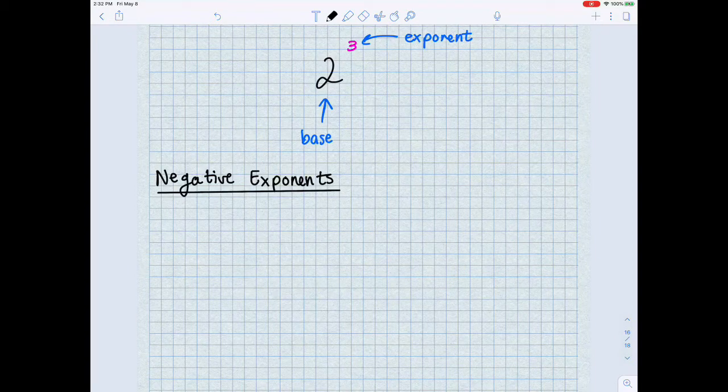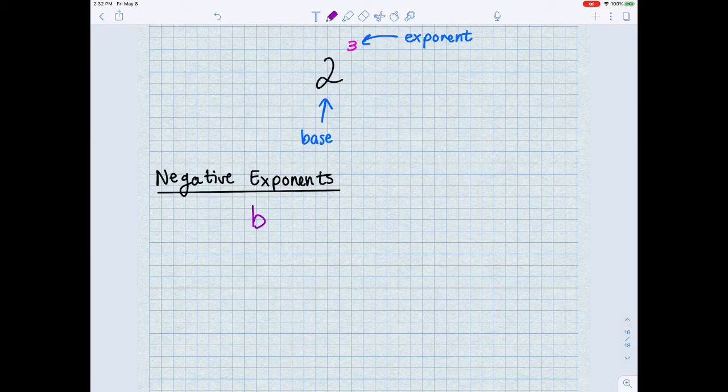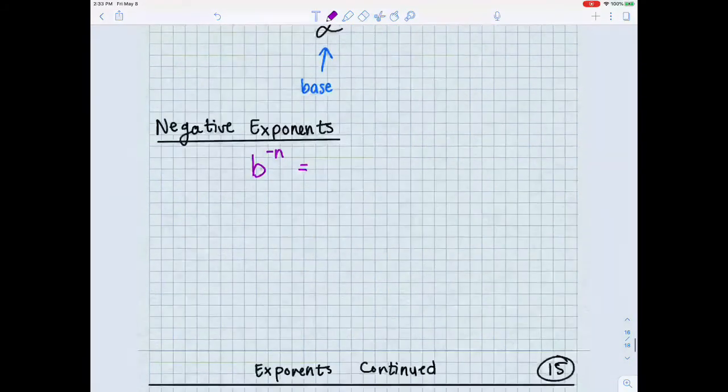So if you have, let's say, a number b, and we raise it to a negative value, negative n, all you have to do is write the reciprocal of this number. Or I shouldn't say reciprocal because things could be different. So instead, you're going to write 1 over whatever your base is.